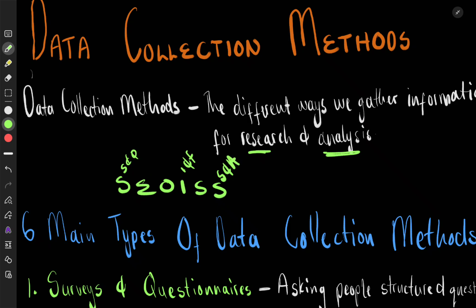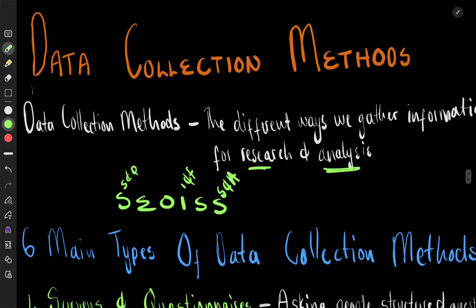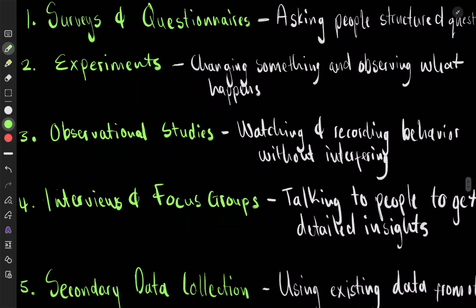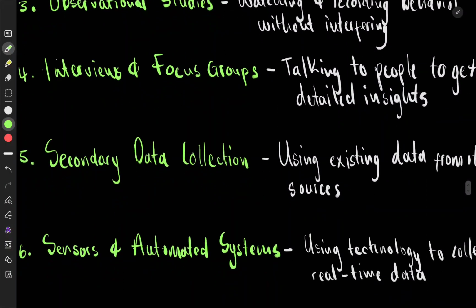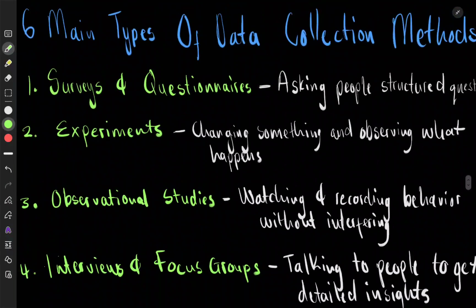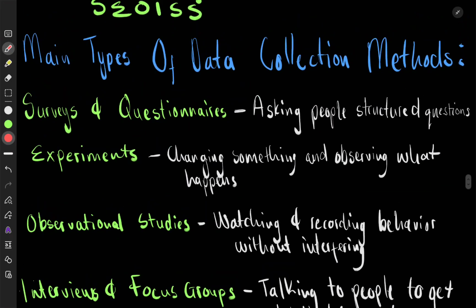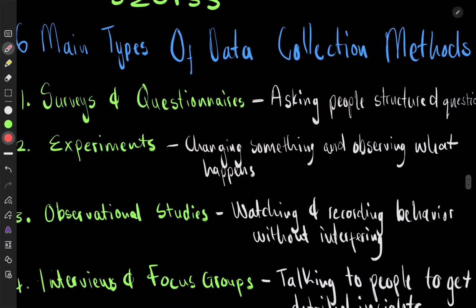So we have surveys and questionnaires, experiments, observational studies, interviews and focus groups, secondary data, and sensors and automated systems. These are the six. So let me see if I'm correct. So these are just the six. You can remember them. I'm giving you a summary here, then we'll start looking at them in depth in the next video.